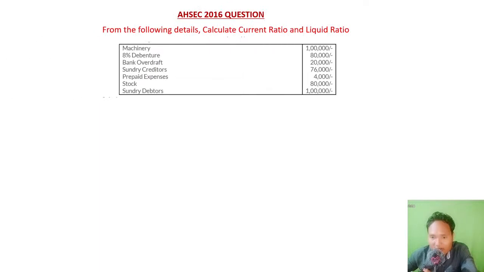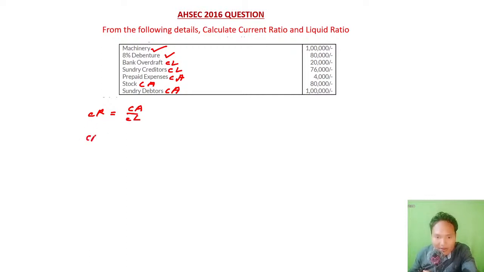Alright, this question was asked in the year 2016. Machine is a fixed asset, so it will not be calculated in current ratio. Debentures is not included. Bank overdraft is a current liability. Sundry creditors is a current liability. Prepaid is a current asset. Stock is a current asset, and sundry debtors is a current asset. So as we know, current ratio is equal to current assets by current liabilities.